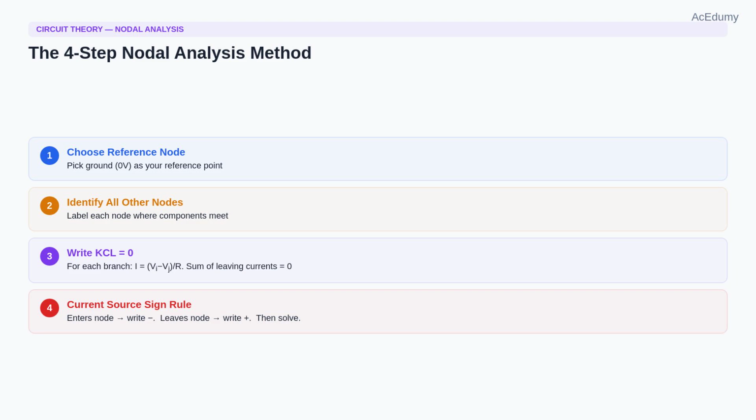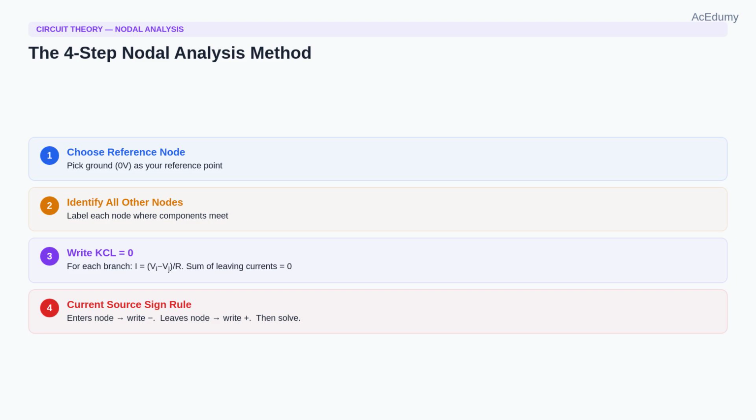Step 1. Choose a reference node, also called ground. This will be our 0-volt reference. Step 2. Identify all other nodes in the circuit. Step 3. Write KCL for each node. For every branch, write current as voltage difference divided by resistance. Then set the sum equal to 0.